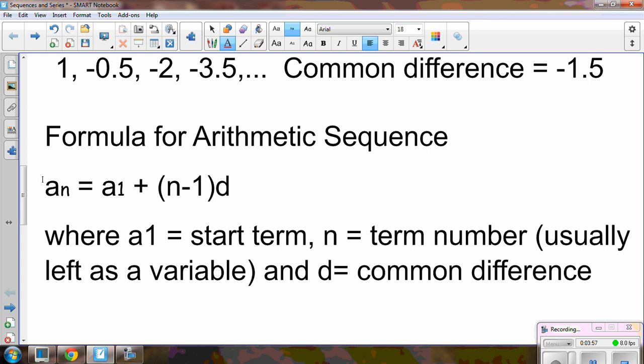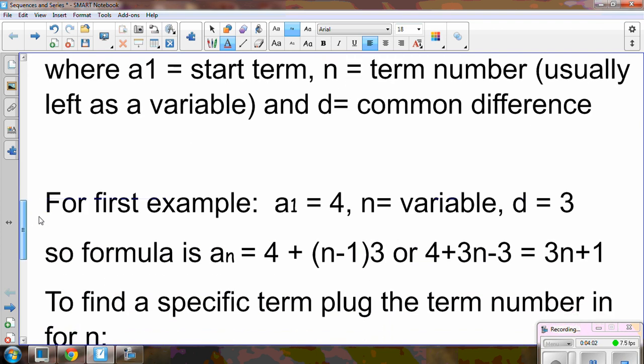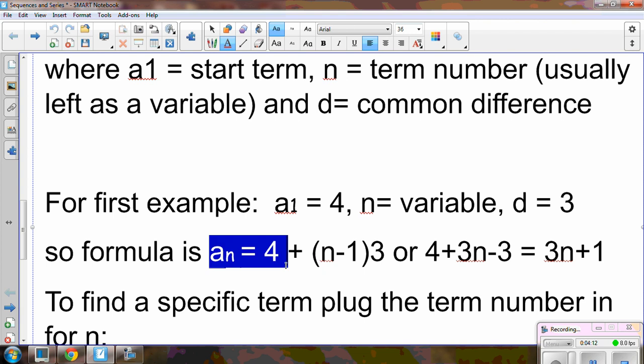Okay, so in our original problem with the 4 and 7 and so on, our first term was 4, n is our variable, and d is our common difference. So if I plug it in here, here's the formula. It's kind of hard to see in the middle of everything.